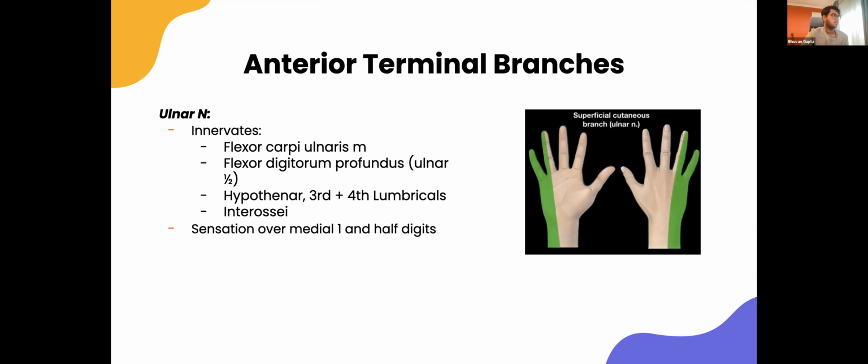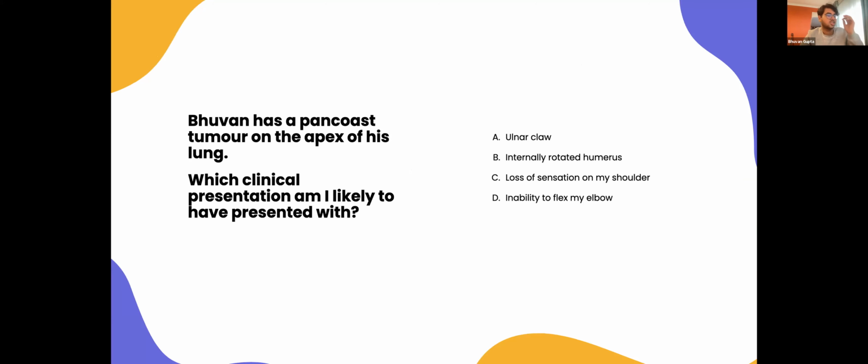Okay, great. So a question, just to try and actually take something from those nerves. If I have a pancreas tumor on the apex of my lung, so that's like right up here, which is growing and it's pushing up obviously onto my shoulder region or clavicle region, what clinical presentation am I likely to have?